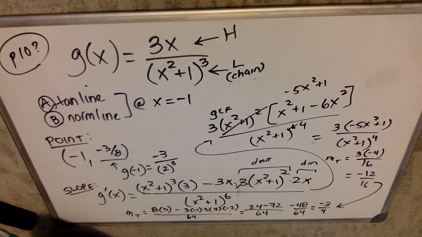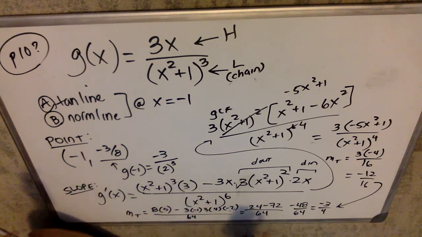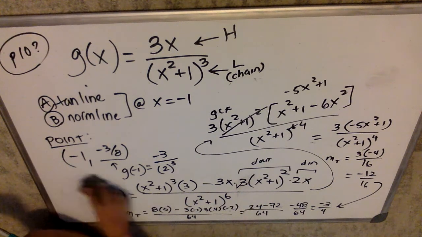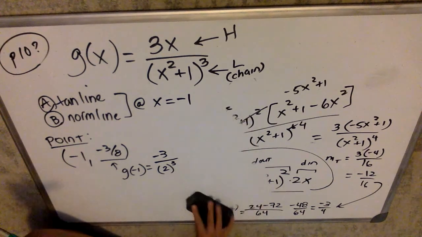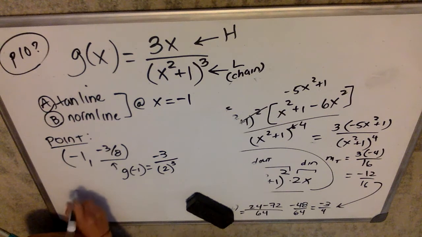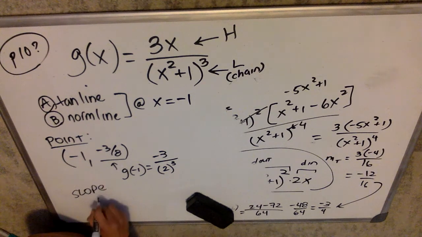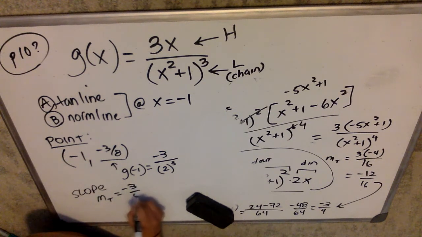So anyway, after all that work, I killed myself to get the slope, the tangent line slope is a negative 3/4. So I'm going to give myself a little bit of room. I have my point, I have my slope. I'm going to erase down here for the sake of my sanity, and write that my slope, after all that work, we found that my tangent slope was negative 3/4, right? For the record, that means my normal slope is going to be a positive 4/3.